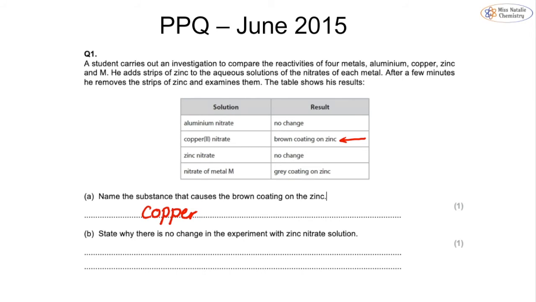Part B, state why there is no change in the experiment with the zinc nitrate solution. Well, we're taking zinc and adding it to zinc nitrate, and it cannot have any reaction because zinc cannot displace itself. You would only get a displacement reaction with something that is higher on the reactivity series. Or you could even say that the 2 metals that are involved, the zinc and the zinc nitrate, have the same reactivity.